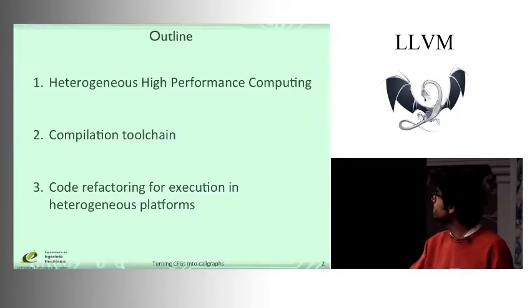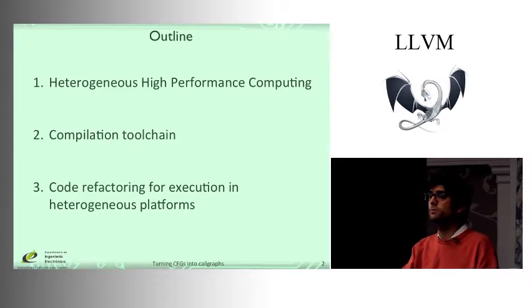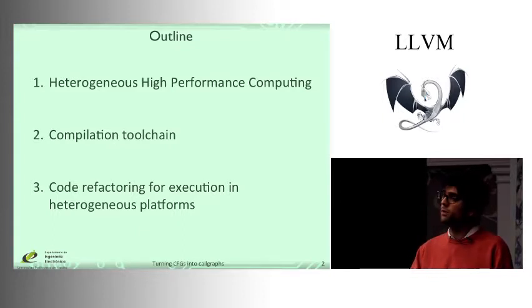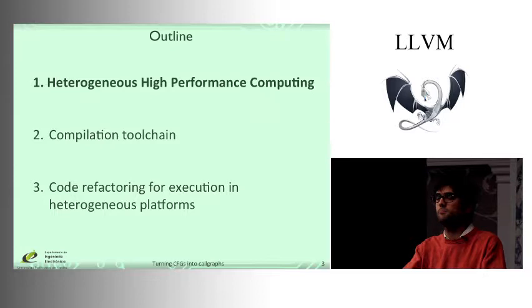Okay, so this is the outline of the presentation. First, I will give a brief talk about what heterogeneous high-performance computing is. And then I will present my compilation toolchain, of course, based on LLVM. And finally, I will explain how we refactor the code to make it suitable for execution in heterogeneous machines. So the objective is basically to translate an application code into a code executable in heterogeneous machines. What is a heterogeneous machine?